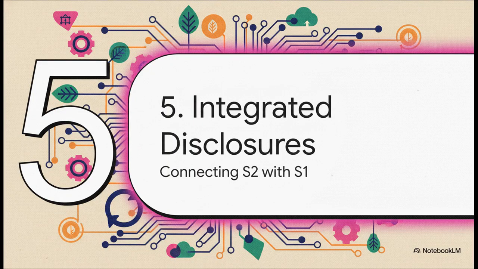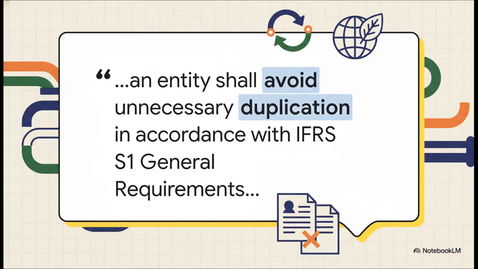All right, this brings us to our last and maybe most important point: how to make all of this work without drowning in paperwork. We need to connect the dots between S2 governance and the bigger S1 requirements, and do it efficiently. And the good news is, the standard itself gives us the solution. This one little line you see here is an absolute game changer. It literally says, avoid unnecessary duplication. The whole idea is to stop creating separate siloed reports and instead weave this information together in a way that just makes sense.